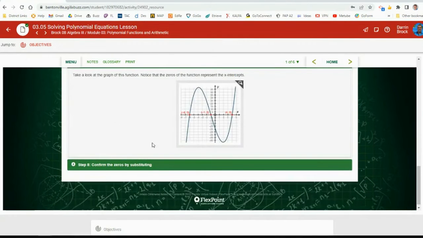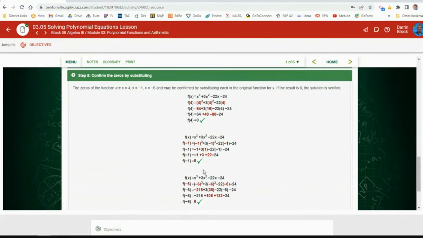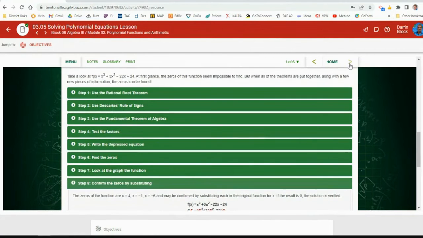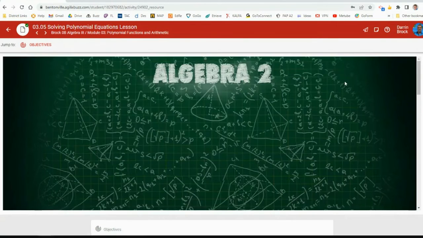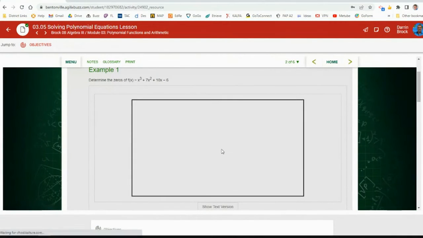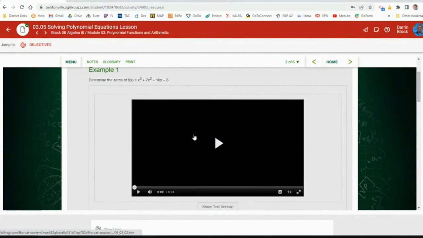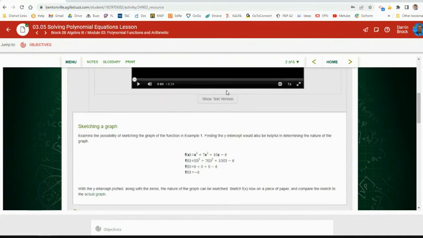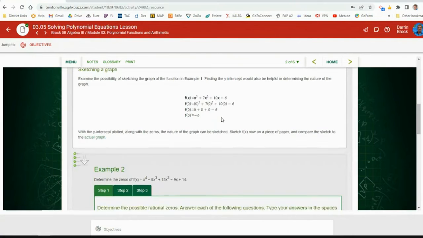Look at the graph. Here's the graphs. Confirm the zeros by substituting. Those are all in there. Several steps. So you need to go through these steps. You need to understand the steps to do that. Here's another video on using the rational root theorem. This video is 8 minutes. It goes through a lot of detail to show you how to determine the zeros of this equation, and then sketching the graph of it.